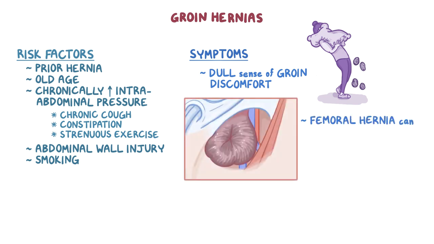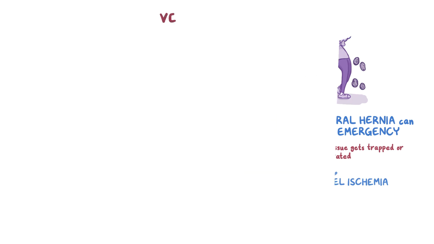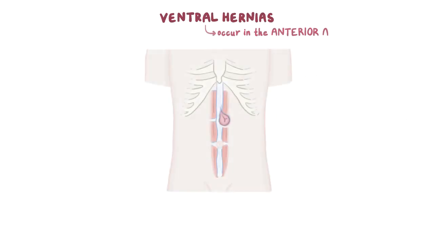Femoral hernias in particular can be an emergency if the bowel tissue gets trapped or incarcerated and the blood vessels get strangulated, leading to bowel ischemia. Next, there's ventral hernias, which occur in the anterior abdominal wall, and there are a few types.